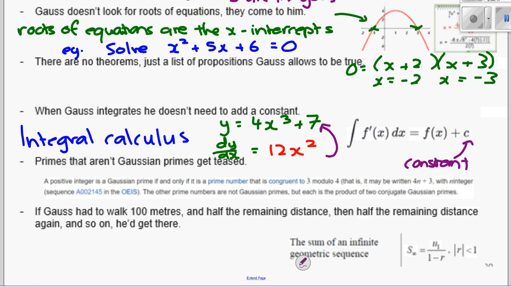Primes that aren't Gaussian primes get teased. So there's things called Gaussian primes. If you're interested, you can read that little thing, if you can read the print.